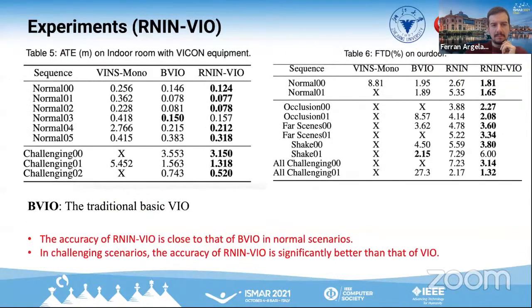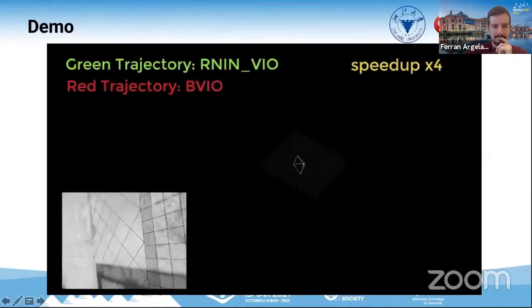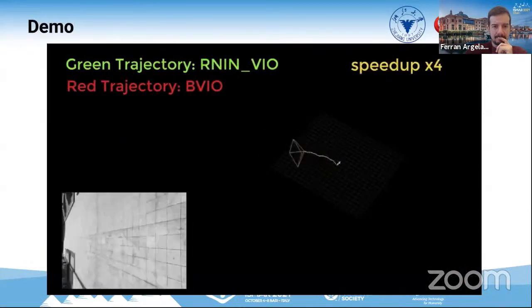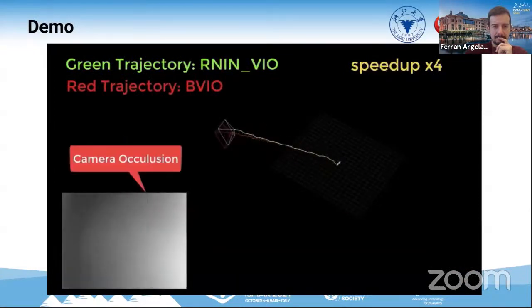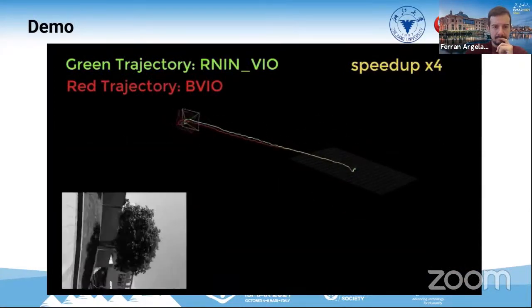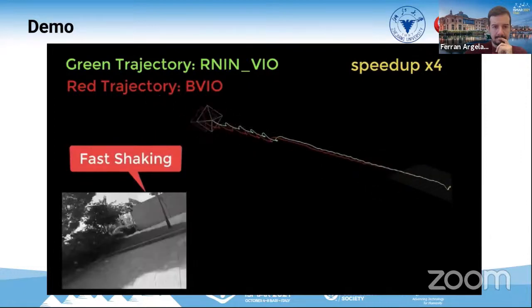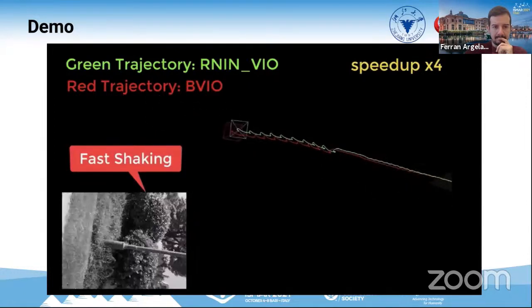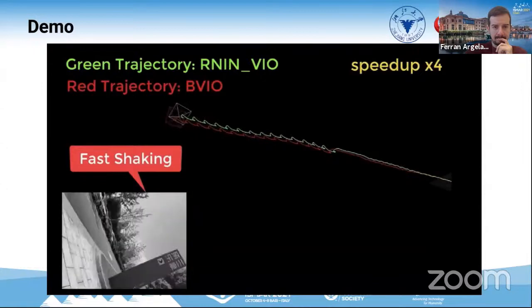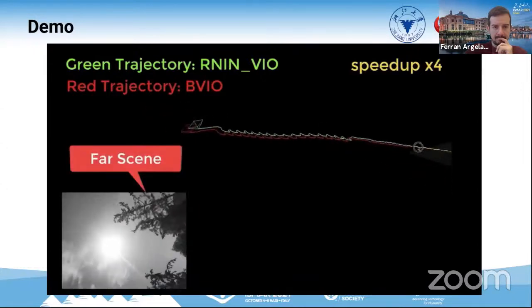The tables show the accuracy of RNIN VIO is close to that of BVIO in normal scenarios. However, in challenging scenarios, the accuracy of RNIN VIO is significantly better than that of BVIO. Here is a video demo of the comparison in challenging scenes between RNIN VIO and BVIO. In challenging scenarios, the NIN method has better robustness. The VIO algorithm fused with NIN has higher robustness and higher accuracy.